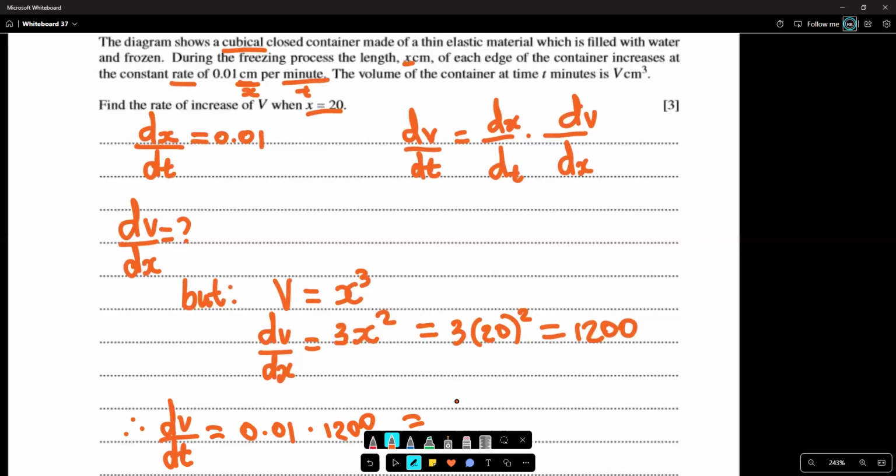Let's check on a calculator. That should give you 12 centimeter cubed per, what was the time used? They were using minutes, so per minute. Remember, volume is cubes, so you have to say centimeter cubes per minute, which is the time. And that's finito. Let's go to the next question.